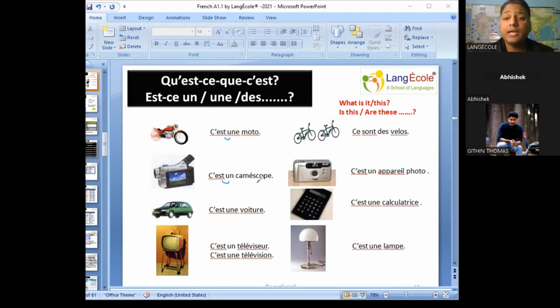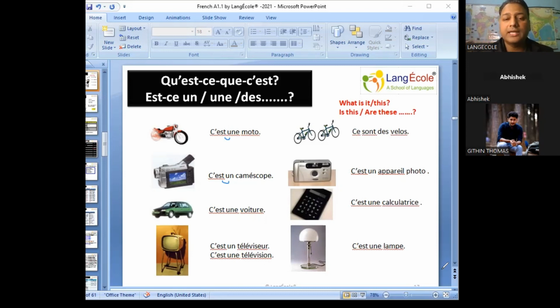So like this, you can practice different kinds of sentences, showing it and practicing it about several things. You can make several such questions and answer these questions about all the things around you, the vocabularies that you are learning.